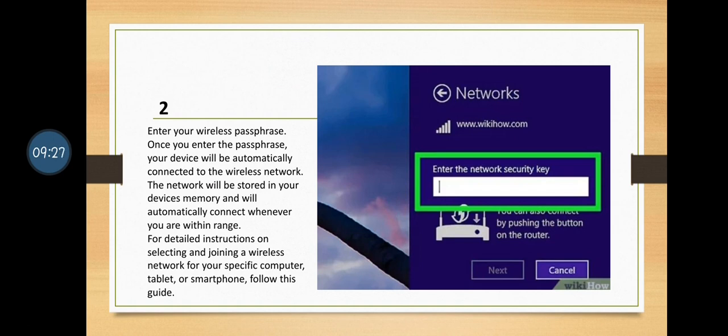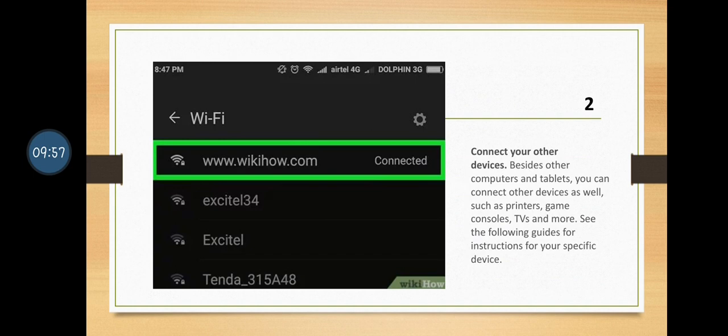Second, enter your wireless passphrase. Once you enter the passphrase, your device will automatically connect to the wireless network. The network will be stored in your device's memory and will automatically connect whenever you are within range. For detailed instructions on selecting and joining a wireless network for a specific computer, tablet, or smartphone, follow this guide.